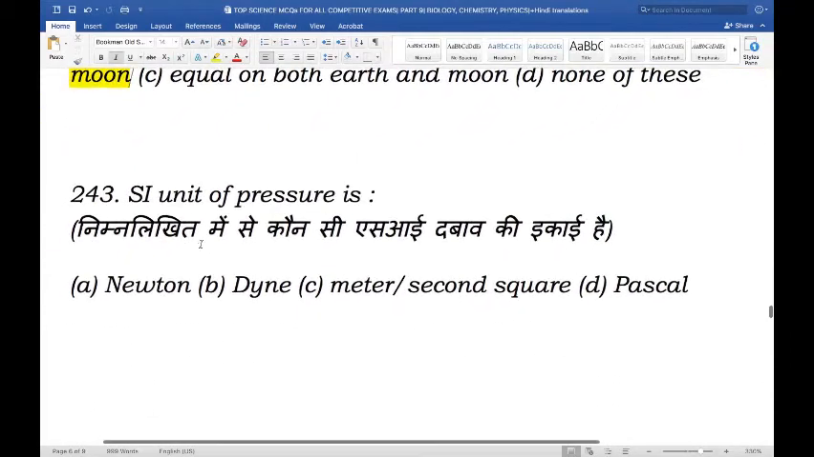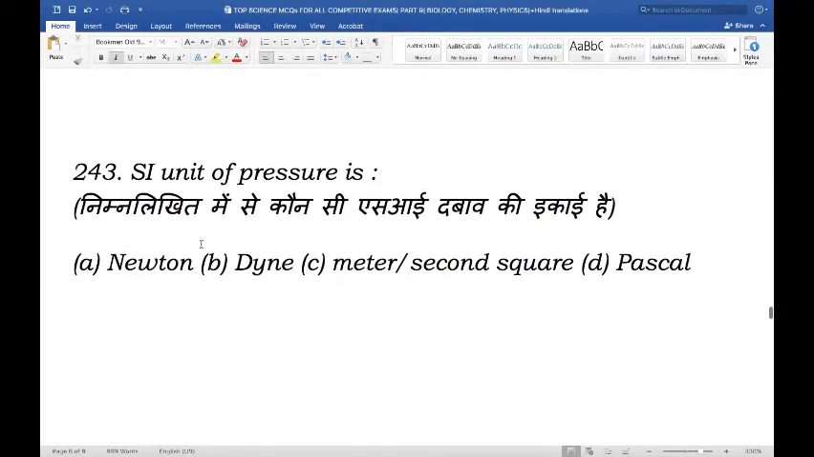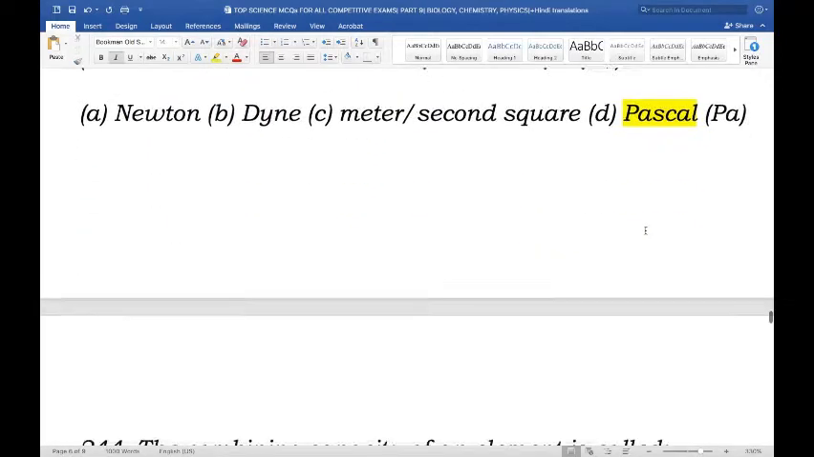The SI unit of pressure is it A, Newton, B. Dyne, C. Meter per second squared, or D. Pascal? So which of these options is the International System Unit of Pressure? And the right answer here is Pascal. Pascal can also be denoted as capital P and K. Pascal is also the SI unit for stress. So the SI unit for pressure and stress is Pascal.